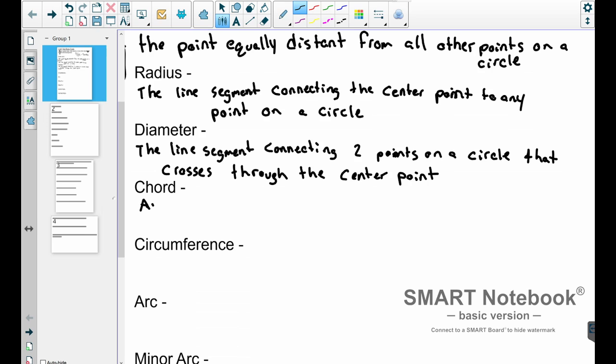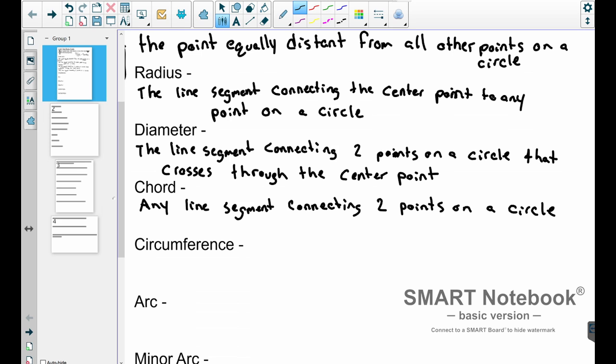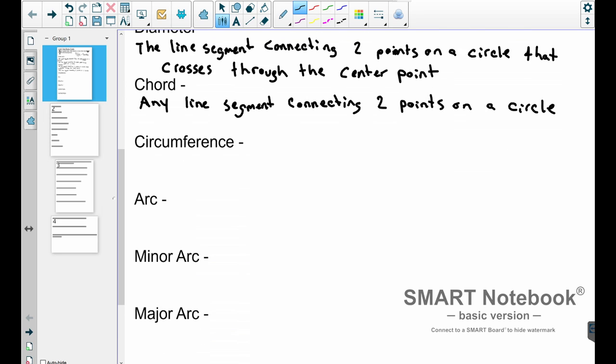And that is very similar to our definition of chord. We could say any line segment connecting 2 points on a circle. So any line segment on the circle that connects 2 points, it does not have to go through the center point.